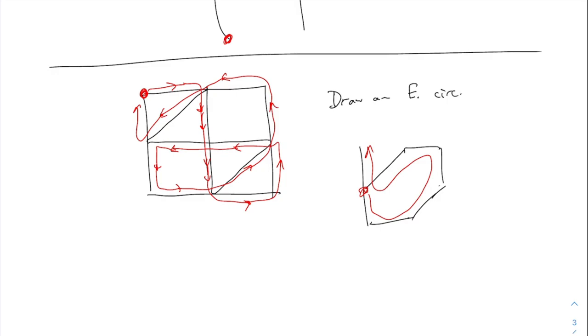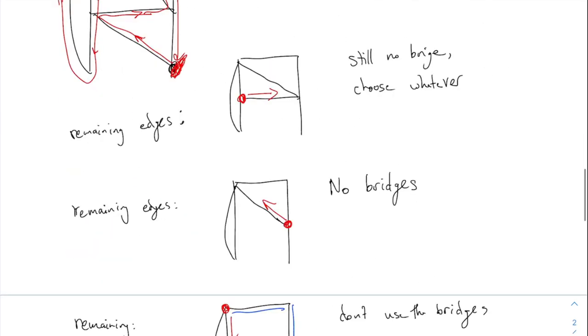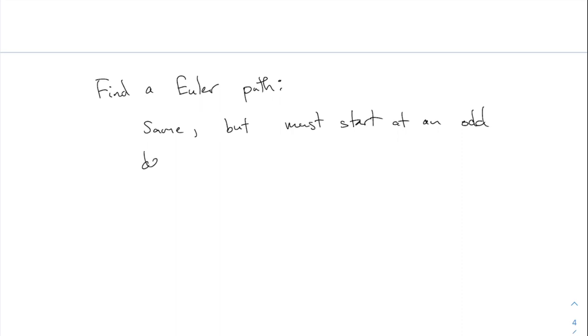Just one more thing. How about finding an Euler path? Everything that I've said so far is about Euler circuits. Can we do one where it's an Euler path? So how about, I'll start down here. Find an Euler path. There's actually nothing special about that. You just do exactly the same procedure, but you must start at an odd degree vertex. Remember, our Euler path exists when there are two odds and the rest are evens.